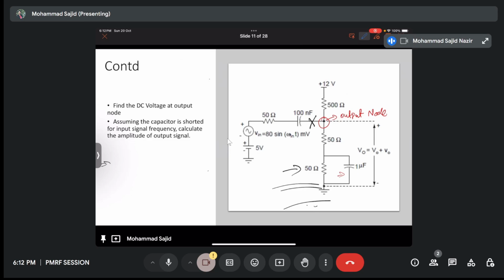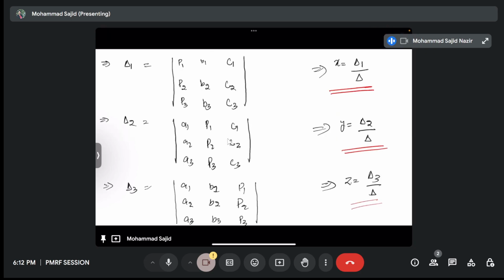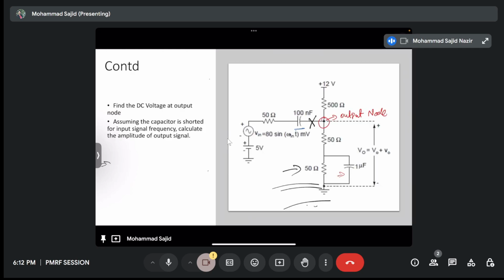Okay, so what is this question here? The problem is that you need to find a DC voltage, assuming that the capacitor is shorted for the input signal frequency. So when I apply input signal frequency, we had to assume this capacitor as a short. The frequency of operation is such that it is after the pole. Now I need to find the output voltage, that is right here denoted by this red circle. I need to find this voltage.